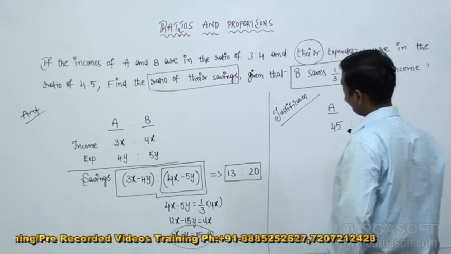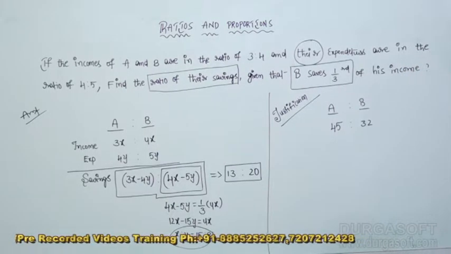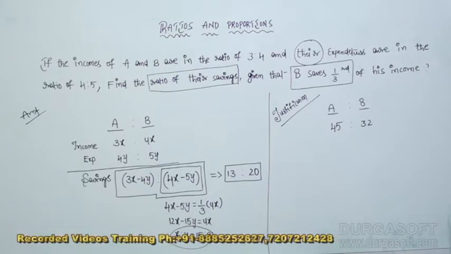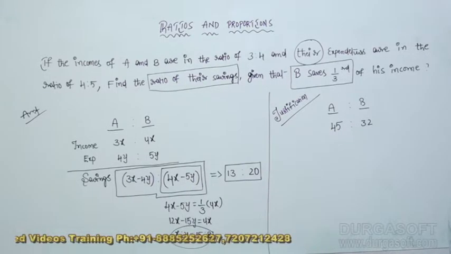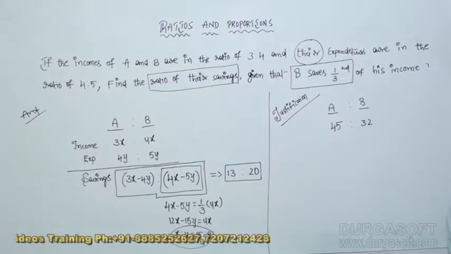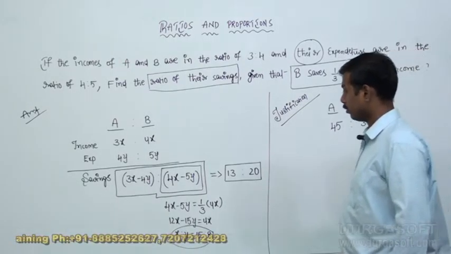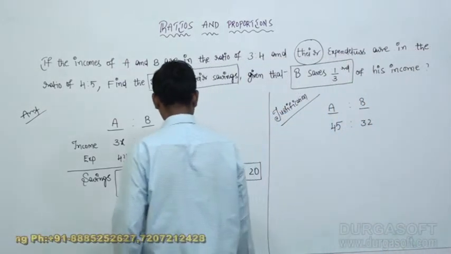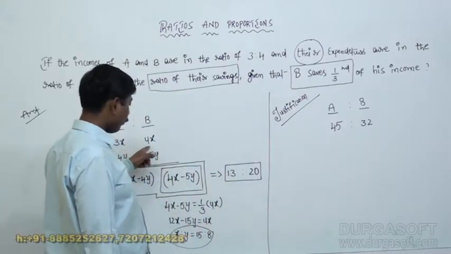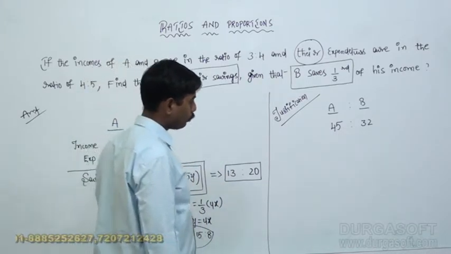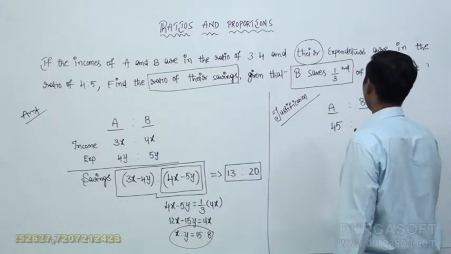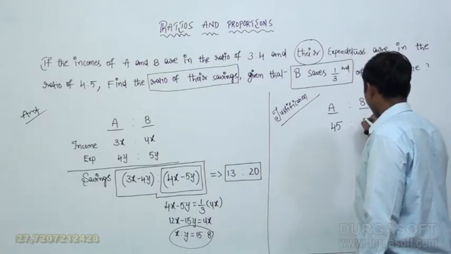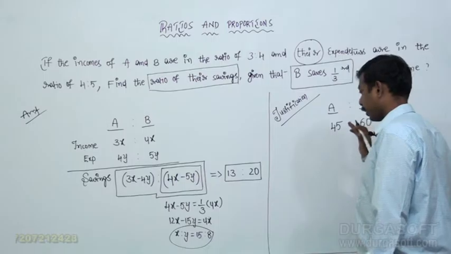Let me focus here, 45 is to 32, is it possible for us to get a... Great, very good, 4 into 15. 4 into 15 parts means how many parts here? Income of B, we came to know that is 60 parts, all right.